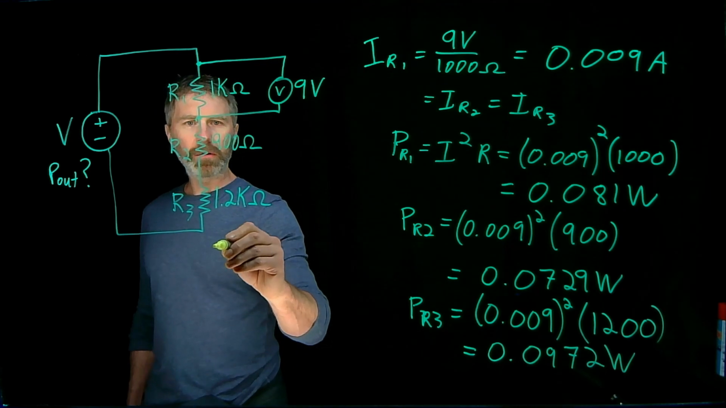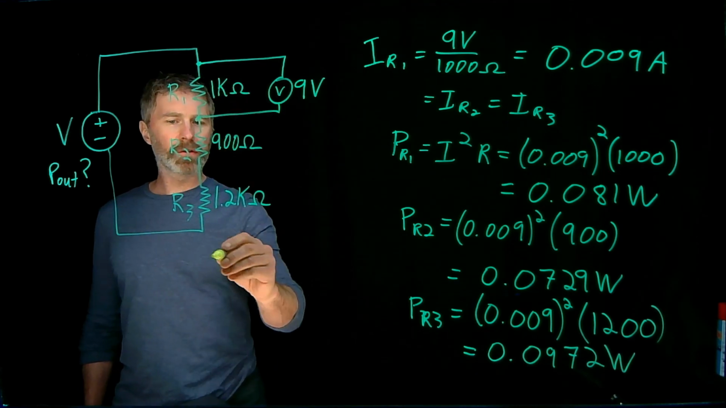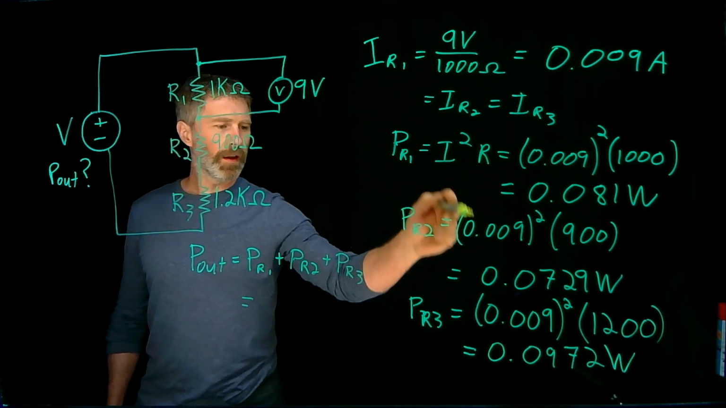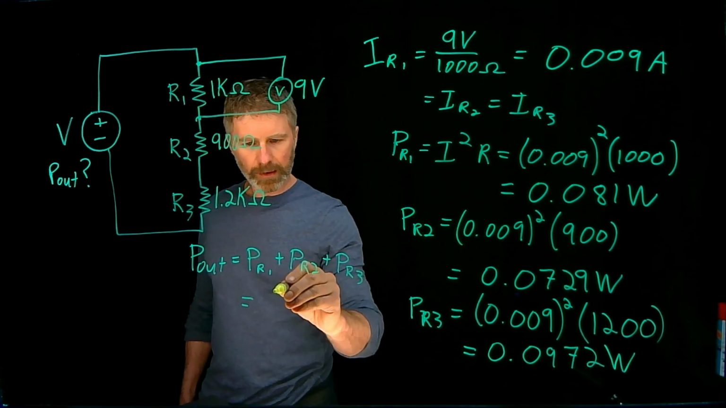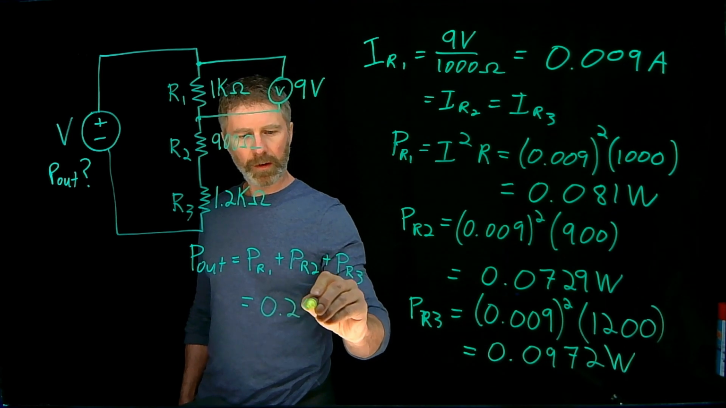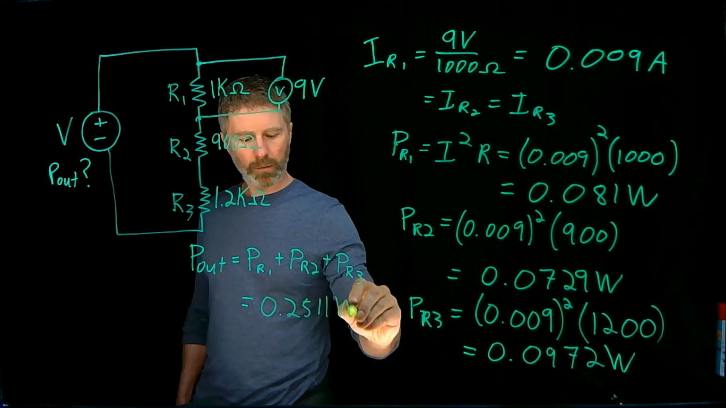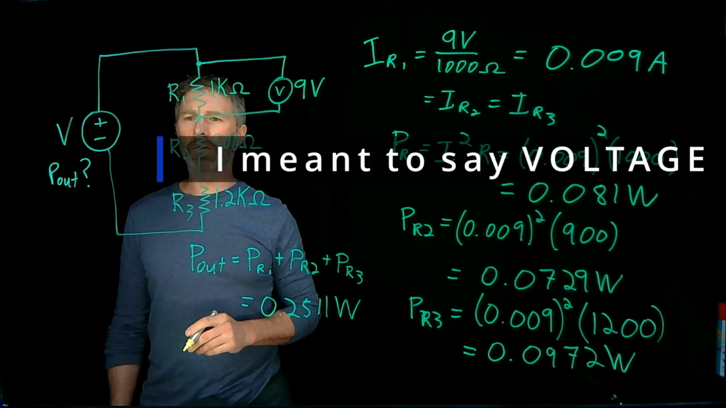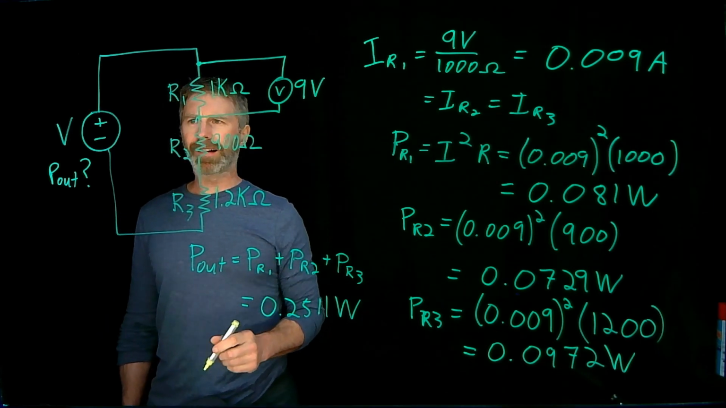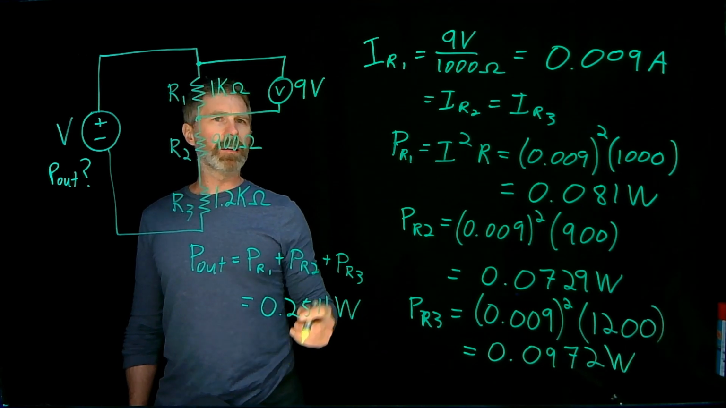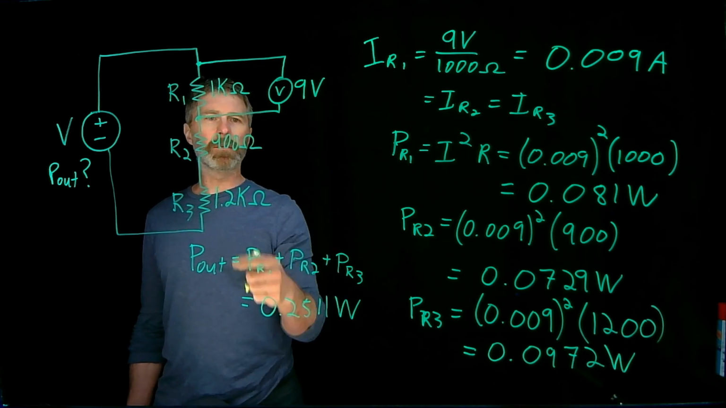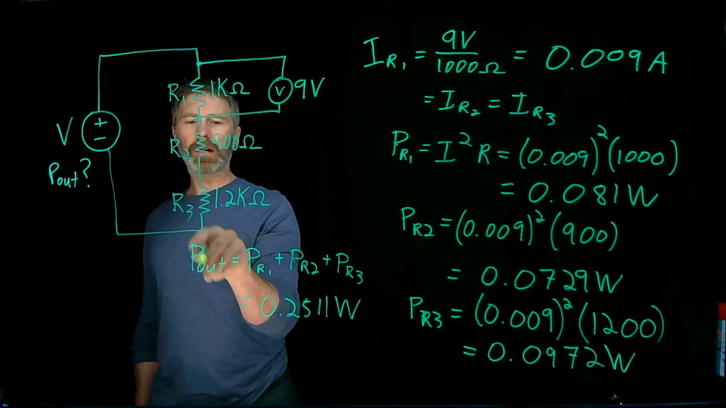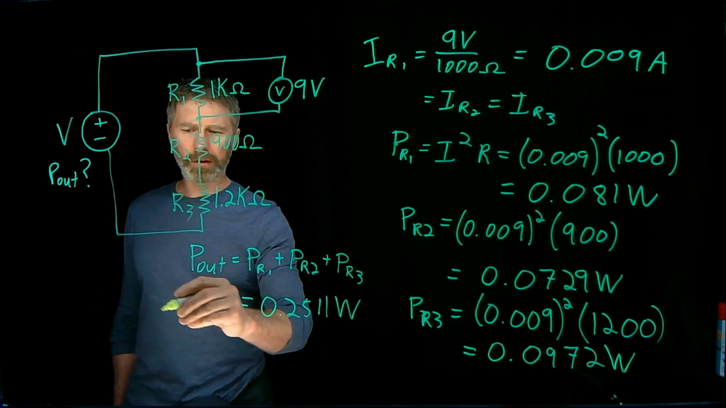And the power out is going to be equal to the sum of those 3 powers. So add those 3 numbers up, and I get 0.2511 watts. I can also use this information to figure out what the actual output voltage is. Again, a number of ways I could do this. I could take that current times the total resistance to give me the voltage, or I can take that current and the power and figure out the voltage. And so that's the way I'm going to do it.